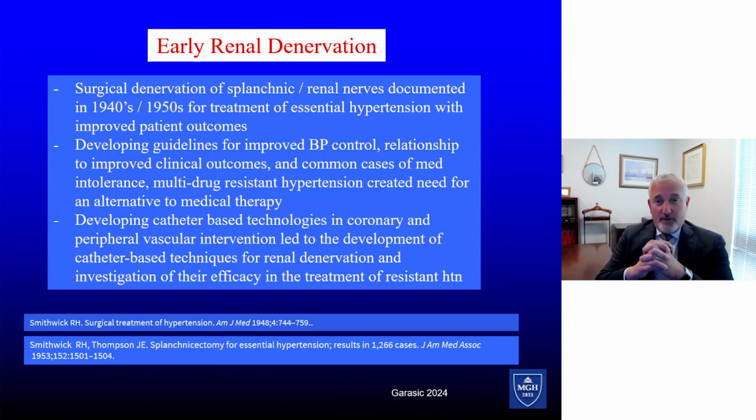And if and when they don't have significant renovascular disease that might help in their blood pressure control, you're going to turn your mind to the possibility of, well, might they be a candidate for renal denervation? So, where does this come from?